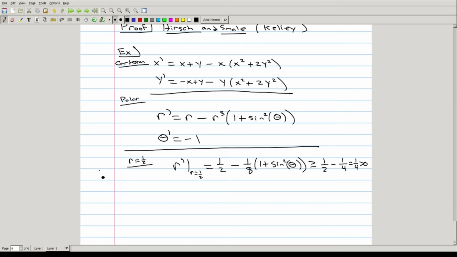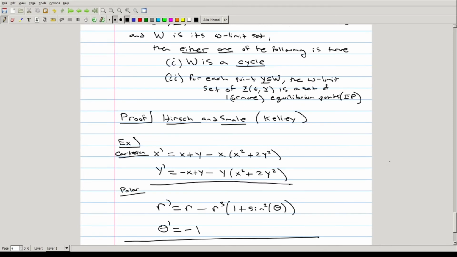And we know that the equilibrium point is an unstable equilibrium point, and we've just shown that on r equals 1/2 the radius is always changing positively across it, so the solution is entering into the region outside of this circle, radius r equals 1/2.